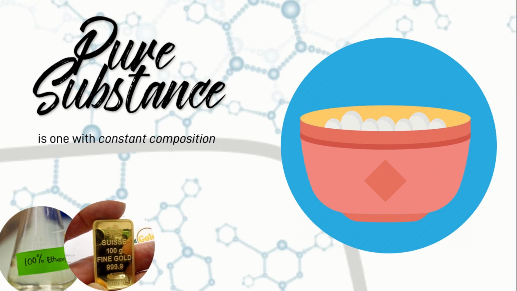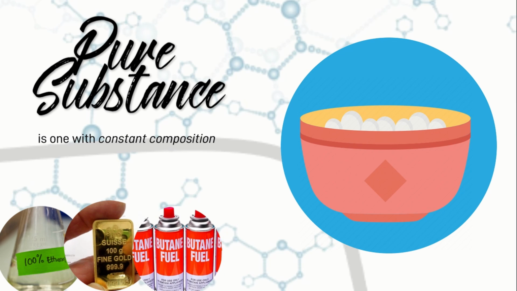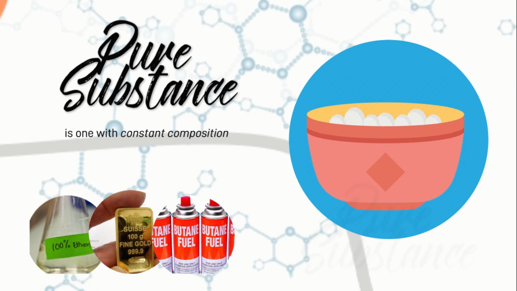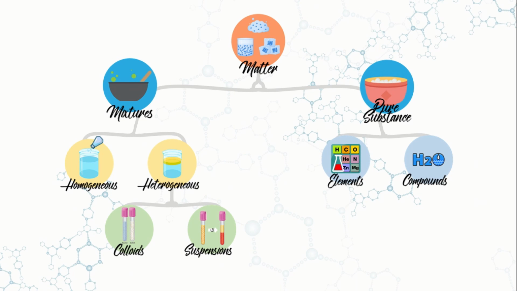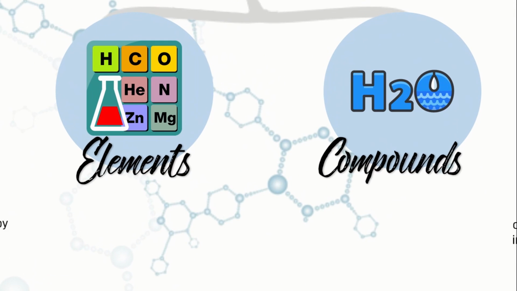Another example is a Swiss fine gold. It has a purity of 99.9%, which means that it is pure gold. And the last example is butane fuel inside a tank, and it is composed of purely butane. There is no other present substance in the material. Pure substances are divided into elements and compounds.